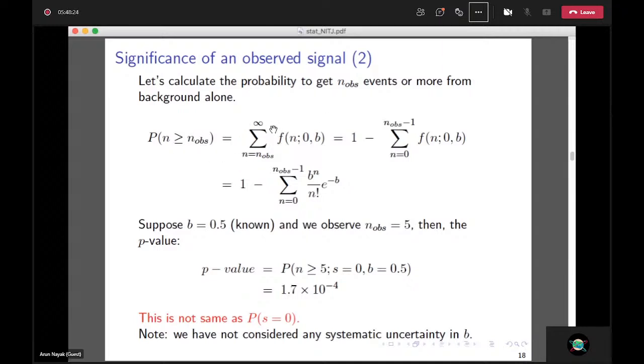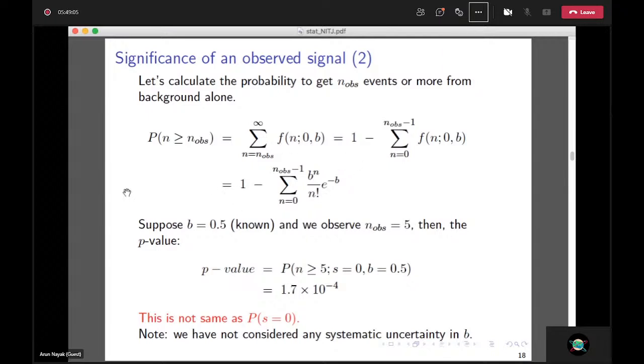It's basically you can sum all the values from n observed to infinity for this Poisson distribution, okay, with s equal to 0. You can do the reverse, because the sum from 0 to infinity should give you 1. So that means you can write this as 1 minus the sum from 0 to n observed minus 1, right? Because this PDF is normalized, and this one is the Poisson distribution. This one is given by b to the n by n factorial e to the minus b. So this is your value.